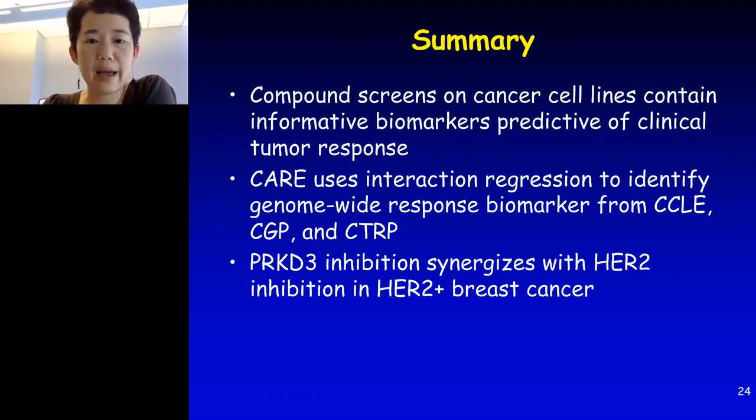So in summary, we found that cell line compound screens done on a big cancer cell line cohort can contain very informative biomarkers that can predict clinical tumor response to either targeted or chemotherapy. We developed this CARE model, which uses an interaction regression to identify the effect of another gene interacting with the specific drug target to influence drug response, and use it to predict clinical tumor response. From this analysis, we also identified PRKD3 inhibition as a way to synergize with HER2 inhibition, either by lapatinib or trastuzumab, in HER2 positive breast cancers. So this is the first part of my talk, which is about targeted therapy.